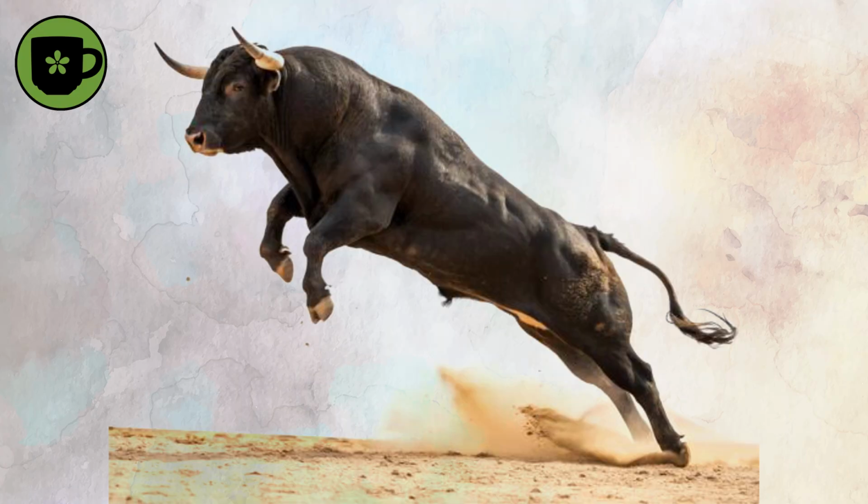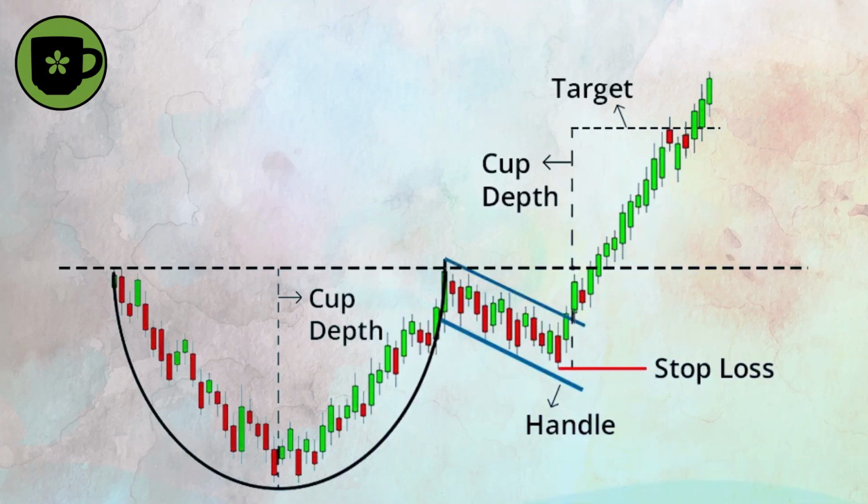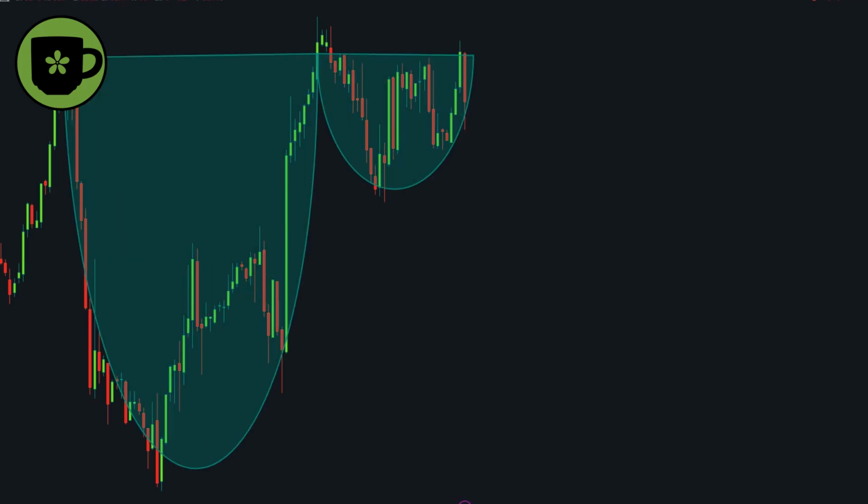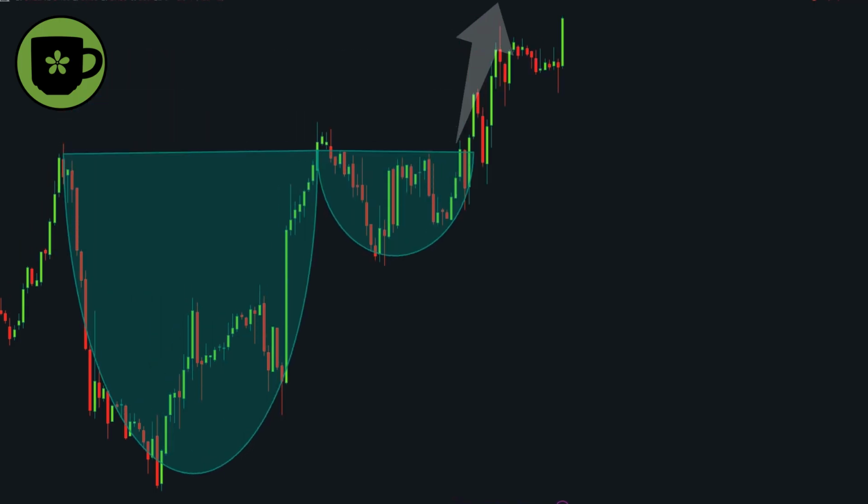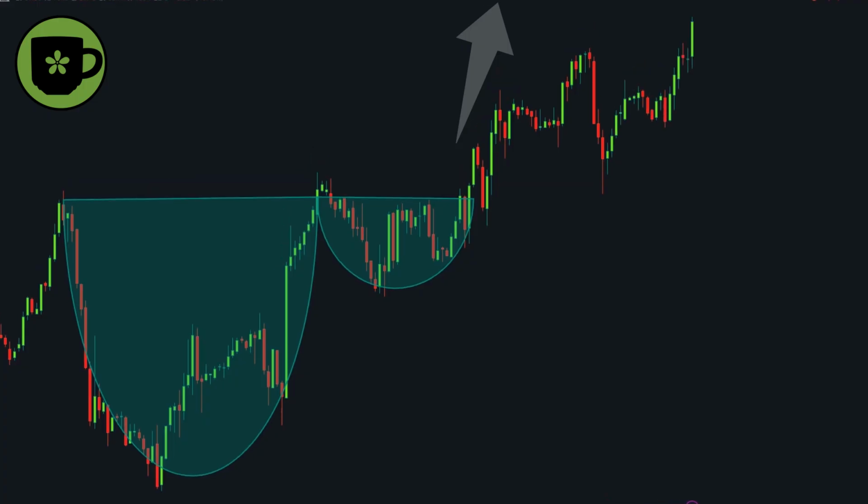Cup and handle. Brewing up a breakout. A bullish continuation pattern. It looks like a U shape, the cup, followed by a small downward sloping consolidation, the handle. Watch this cup and handle: see the smooth rounded cup form, then this small handle dip. When price breaks above the top of that handle, it often leads to a strong upward surge, continuing the prior uptrend.